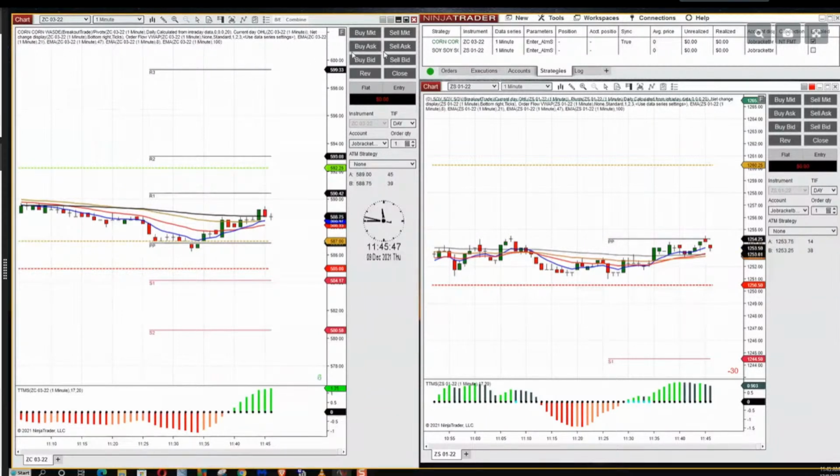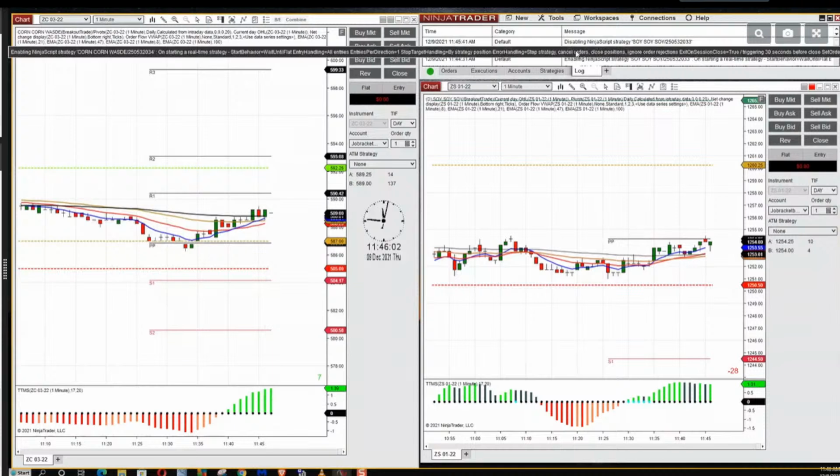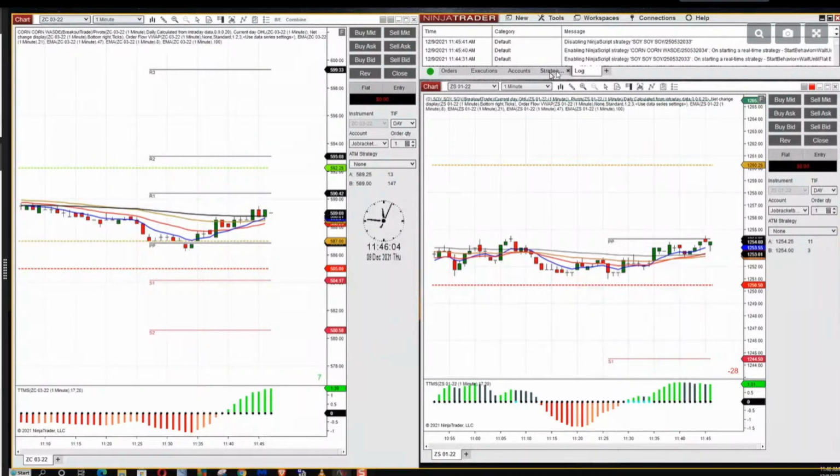Number one, if you look in the left corner, as Mark was saying yesterday, corn shows up. Also, if you look in your log, click on the log button here, and it says enabling NinjaScript strategy. So the log starts to show you things that you're doing.